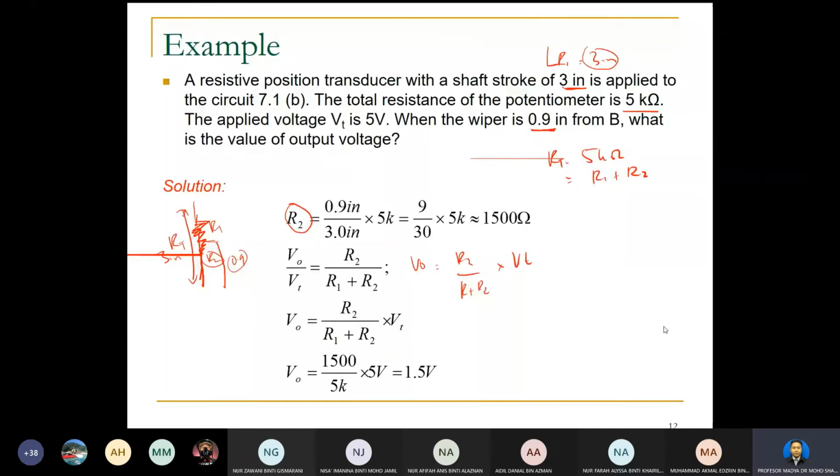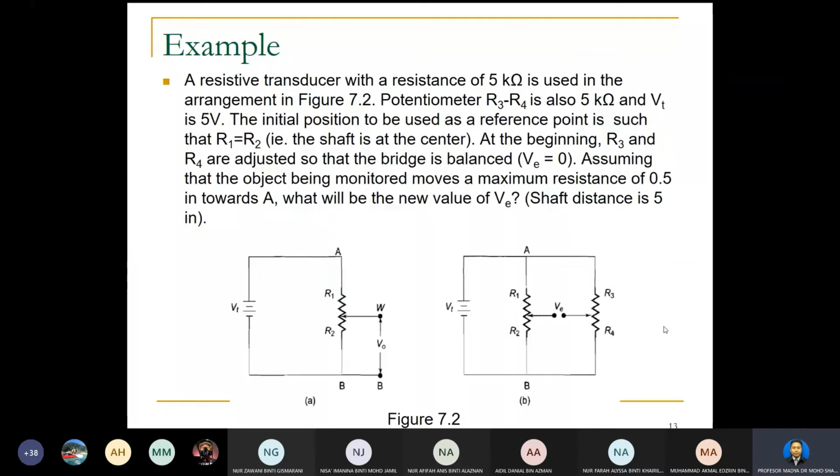Okay, so next we have another example. The resistive transducer with a resistance of 5 kilo ohms, total resistance 5 kilo ohm, is used in the arrangement in figure 7.2. Potentiometer R3 to R4 is also 5 kilo ohms, and VT is 5 volts.